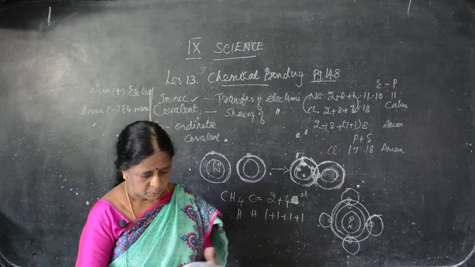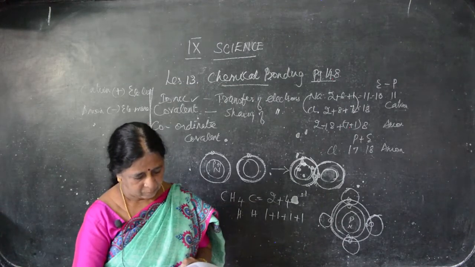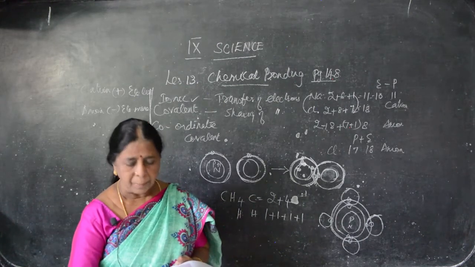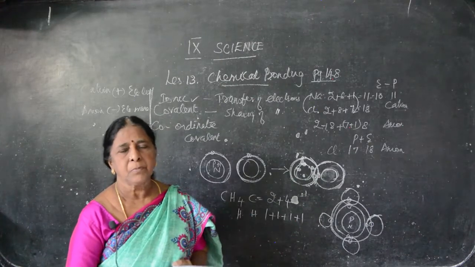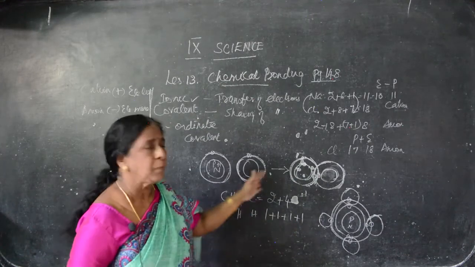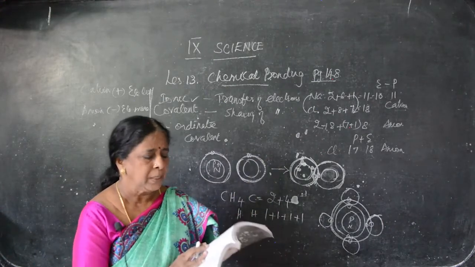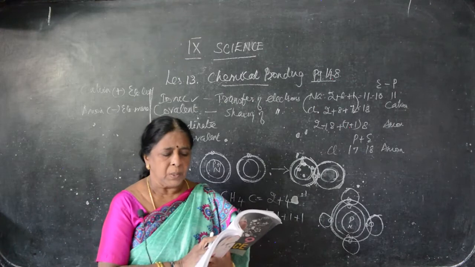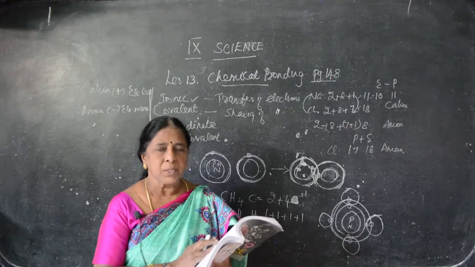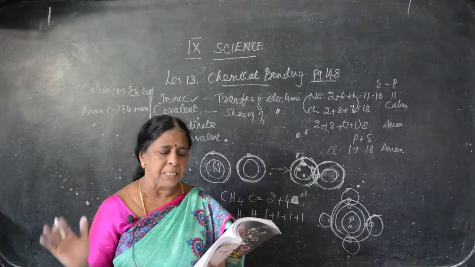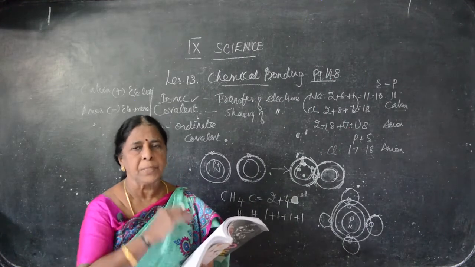So a metal combines with a non-metal to form an ionic bond. This is the same only, no. So when a metal and a non-metal combine, what do we get? Ionic bond. They are called ionic bonds. So in the ionic bond, the charges of cation and anion are completely separated. Okay, the sodium chloride we have seen.